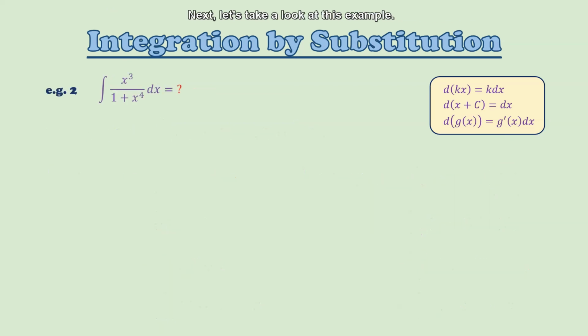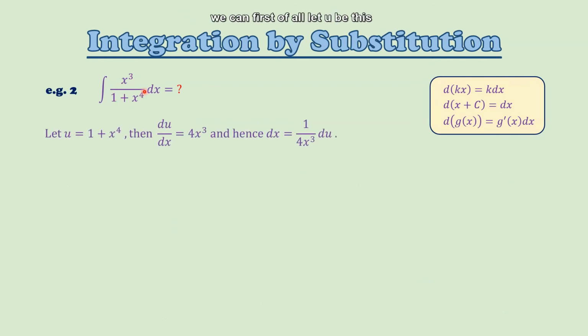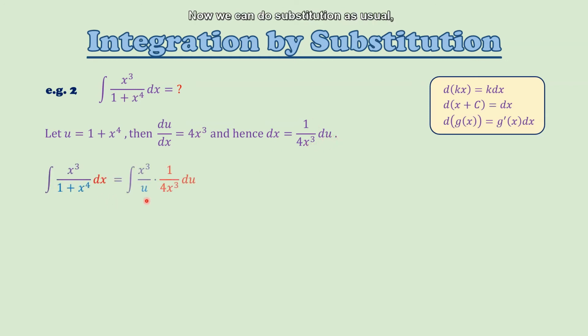Next, let's take a look at this example. In the second example, to integrate this, we can first of all let u be this, so that we can get that du/dx is equal to 4x cubed, and hence dx is equal to 1 over 4x cubed times du. Now we can do substitution as usual, and then we can see that this x cubed can be cancelled. Afterwards, we can do integration as usual, and it should be equal to 1 over 4 times natural log of the absolute value of u plus c.